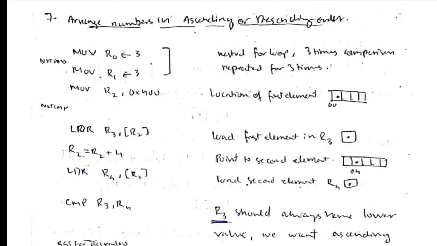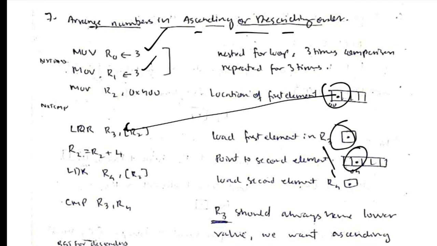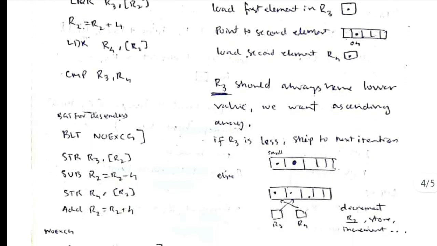To arrange the numbers in ascending or descending order, we have to use two for loops, an outer loop and an inner loop. Get the location of the first element and store it in R3. Get the location of the second element and store it in R4. Compare each of them. If we want ascending order, the first number should be lesser, right? R3 should be less than R4. If it's lesser, move on to the next iteration. Else, exchange both of these values.